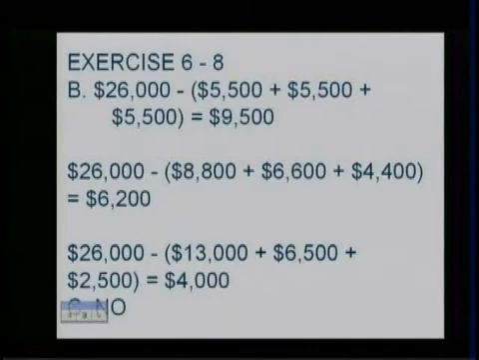Under the sum of the years digits method, we would take the cost of $26,000 and subtract out the 3 years of accumulated depreciation, which would be $8,800, $6,600, and $4,400, which would leave us with $6,200. And finally, under the double declining balance method, we would take the $26,000 minus the $13,000, the $6,500, and the $2,500, and that would leave us with $4,000.